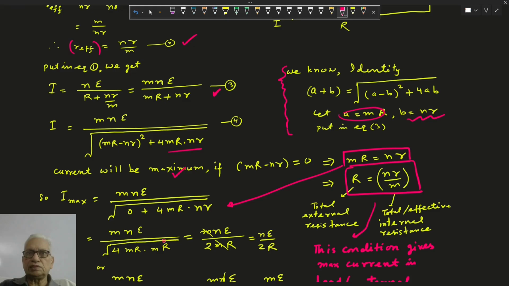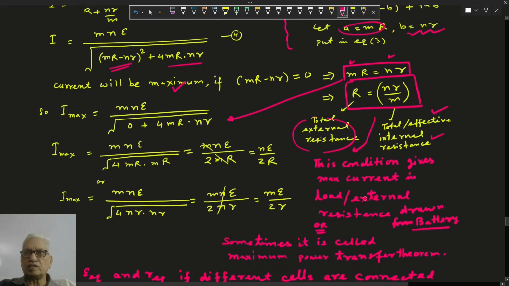Denominator minimum means this quantity is 0. So MR minus NR is 0. So MR is equal to NR, or R is equal to NR by M. R means total external resistance R, and NR by M is the total effective internal resistance. If they are equal, we are getting the maximum current and maximum power. So this is the condition: total external resistance is equal to total internal resistance.